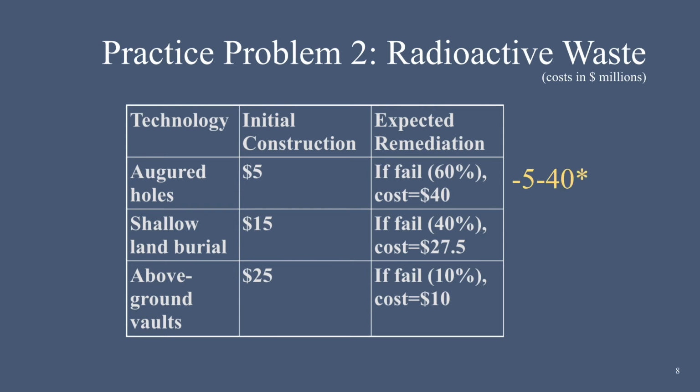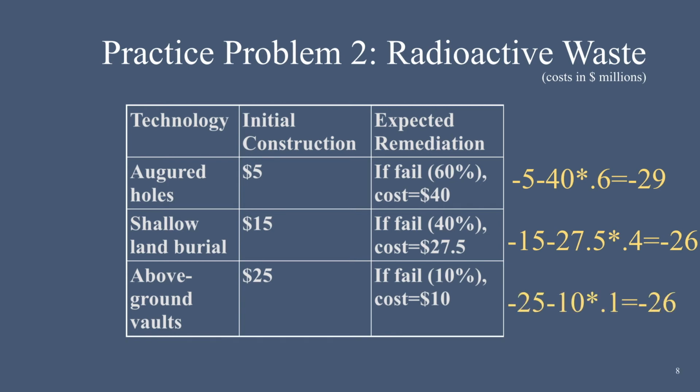The augured hole option has an expected value of negative 29. The other two options both have an expected value of negative 26. In all three cases, we take the initial cost, we add to it the cost that we have to pay if there's a failure multiplied by the probability of that failure. Here are the expected value calculations for all three options.